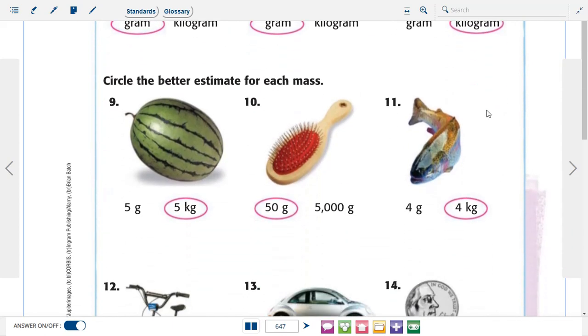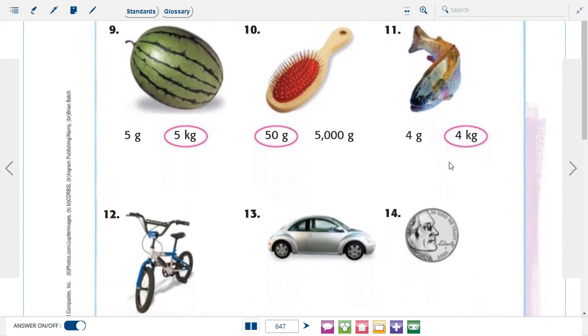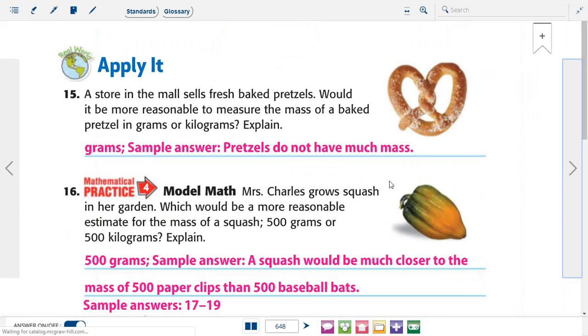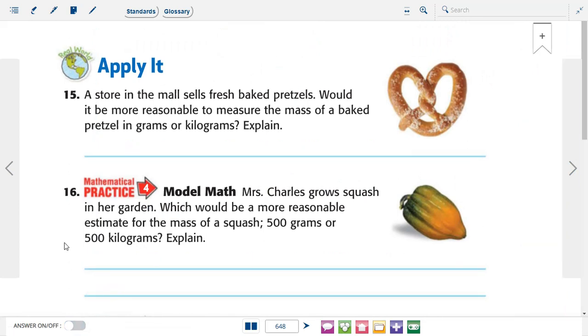Okay. This is the rest. Those are the rest of the questions. Write them fast. Circle the answers and open the next page. Okay. Let's read each question and try to solve it.